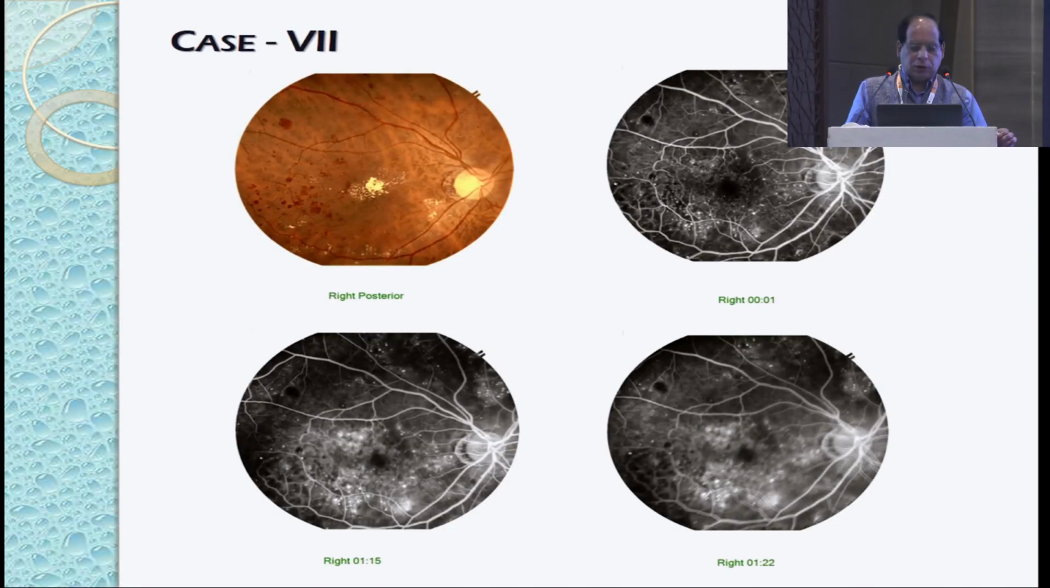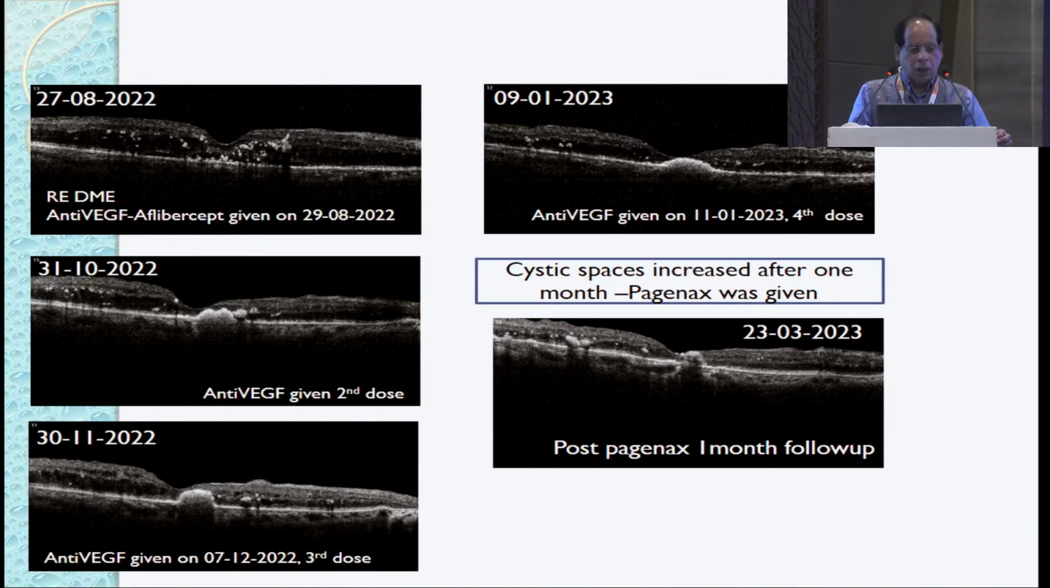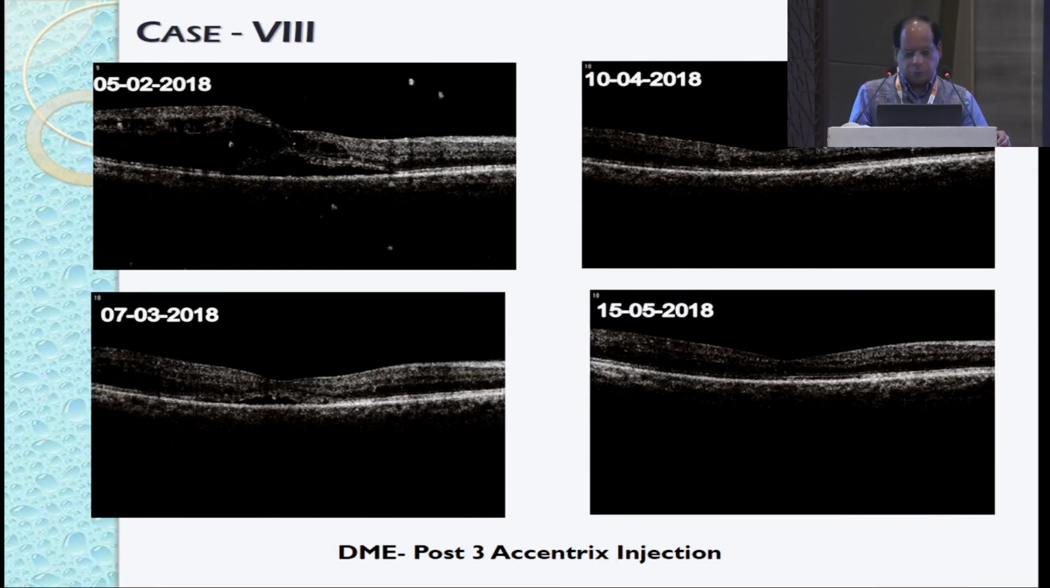Another patient with severe NPDR with CSME. This patient was given aflibercept in August, and the second dose was given in October, just after 1.5 months. And the patient has received 4 injections, but there was no improvement in CME. CSME, the cystic spaces were persisting. I missed that one angiogram of February where the cystic spaces had increased. So we have given Pagenax, and after that, that patient has improved.